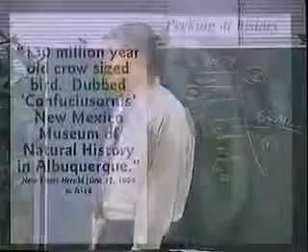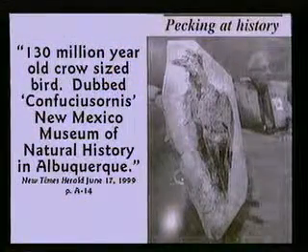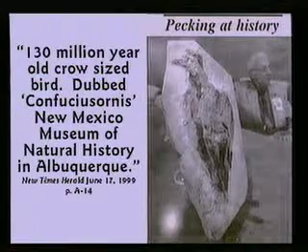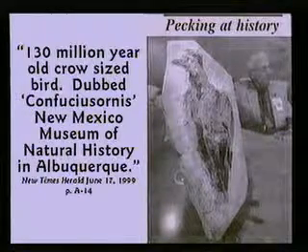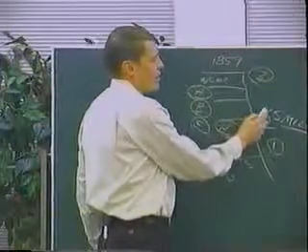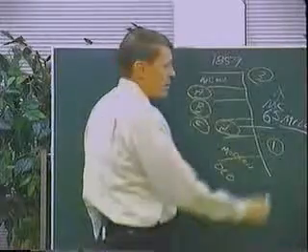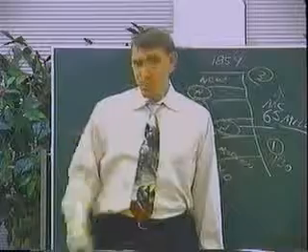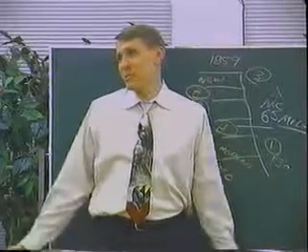A 130 million year old crow-sized bird dubbed, however you say that, Confuciusornis, New Mexico Museum of Natural History in Albuquerque. Well, now, just a minute. If a 65 million year old bird is the ancestor to birds today, and you've already got birds around 130 million years ago, am I seeing a problem here? Archaeopteryx can't fit in anywhere.